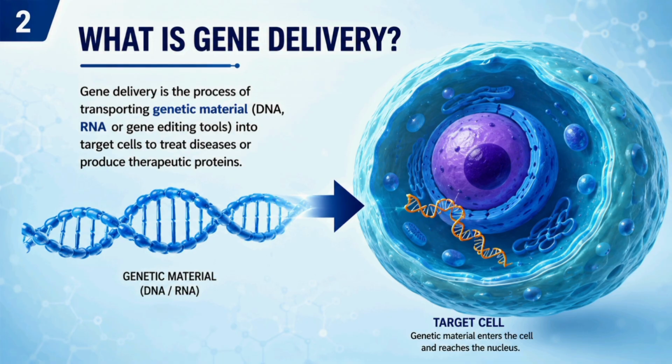If the parcel reaches the wrong address, it is useless. Similarly, if the therapeutic gene enters the wrong cell, the treatment will not work and may even cause side effects. That is why scientists focus on targeted gene delivery. Imagine a patient with a defective gene responsible for producing insulin. Normally the patient takes insulin injections every day. Instead, scientists are trying to deliver a healthy insulin-producing gene into the pancreatic cells so that the patient's own body starts producing insulin naturally. That is the basic idea behind gene therapy.